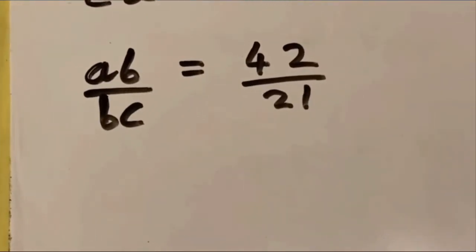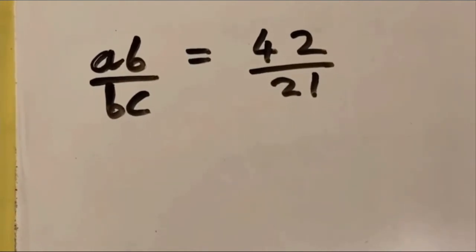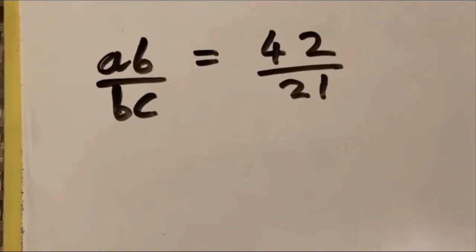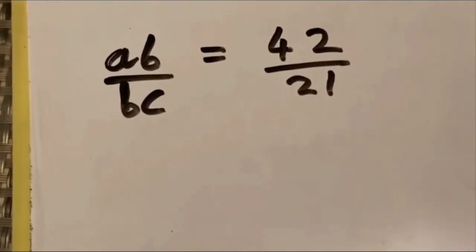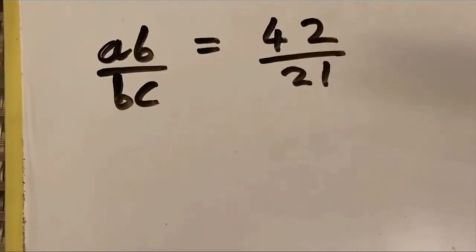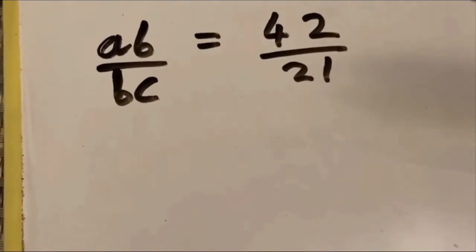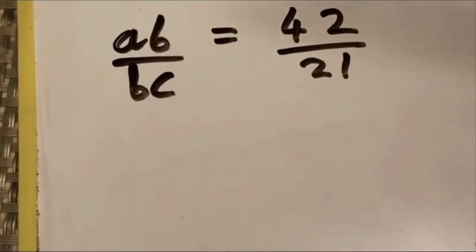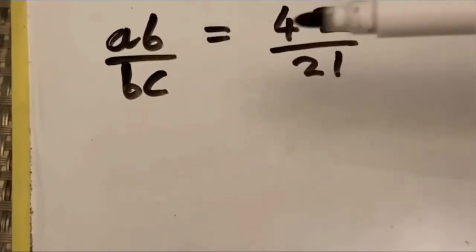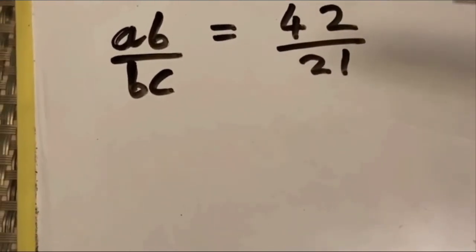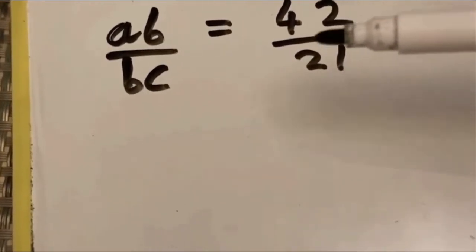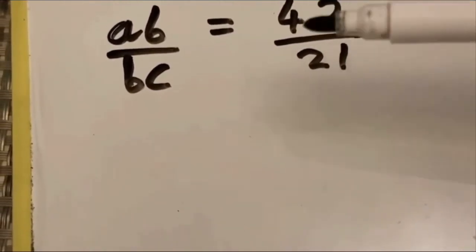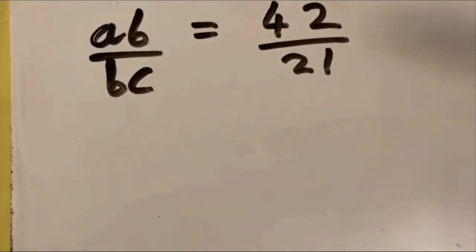Okay, so now you have three equations to solve: AB equals 42, BC equals 21, and CA or AC equals 18. If you try dividing one equation by the other, like AB equals 42 divided by BC equals 21, you write AB divided by BC is equal to 42 divided by 21. That is, the value of A times B, divided by the value of B times C, is equal to 42 over 21.